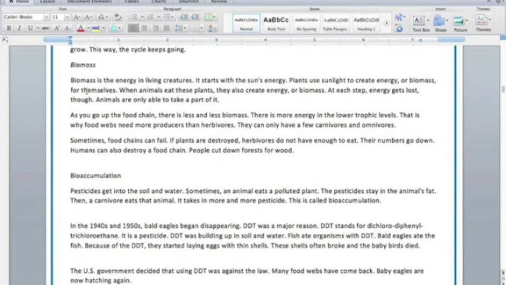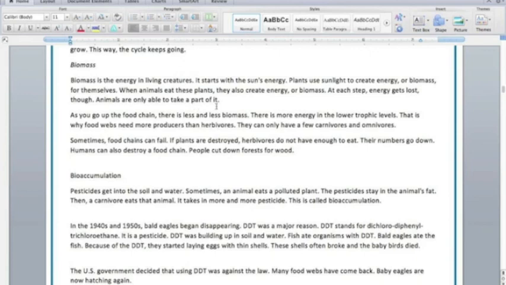Biomass. Biomass is the energy in living creatures. It starts with the sun's energy. Plants use sunlight to create energy, or biomass, for themselves. When animals eat these plants, they also create energy or biomass. At each step, energy gets lost, though. Animals are only able to take a part of it.